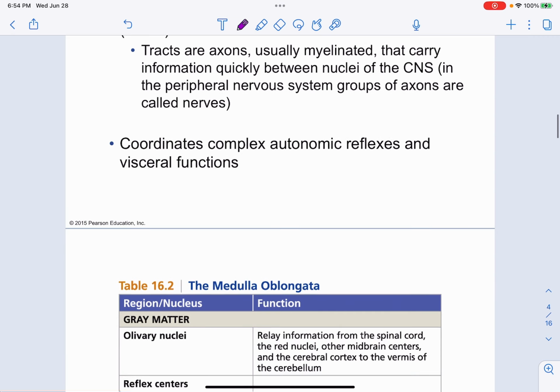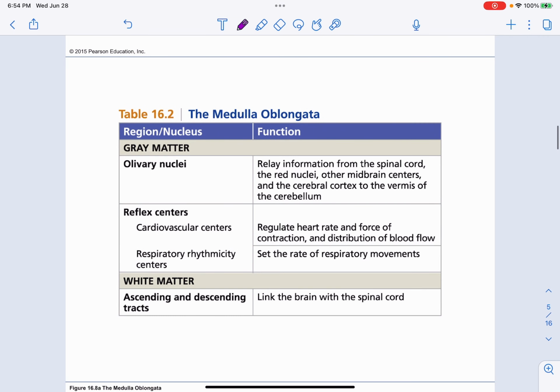So let me summarize the parts of the medulla oblongata that I want you to know. We already just talked about these ascending and descending tracts that link the medulla oblongata with the spinal cord and then to the rest of the brain. The two other areas that I want to talk about are the reflex centers and the olivary nuclei. I'm going to start with the reflex centers. There are two portions of this: a cardiovascular control center and a respiratory control center.